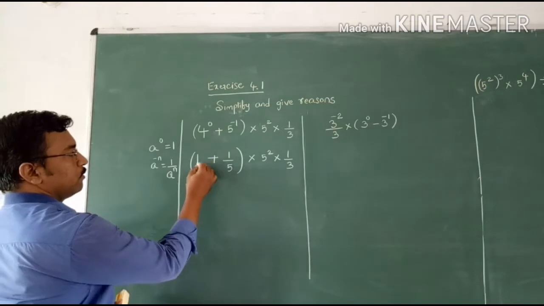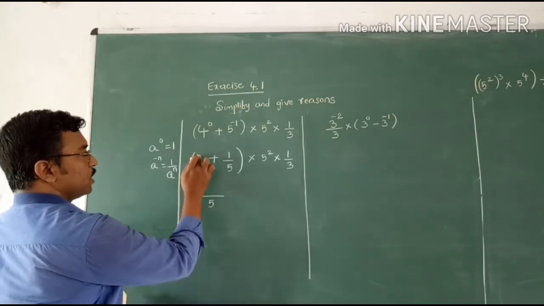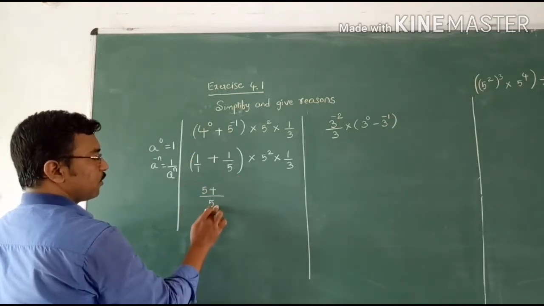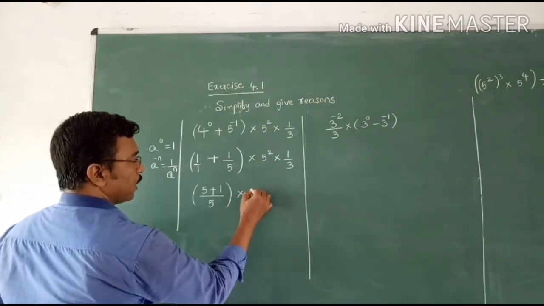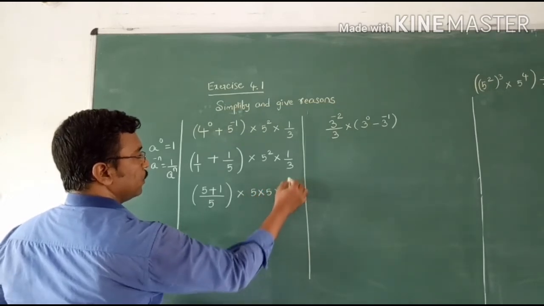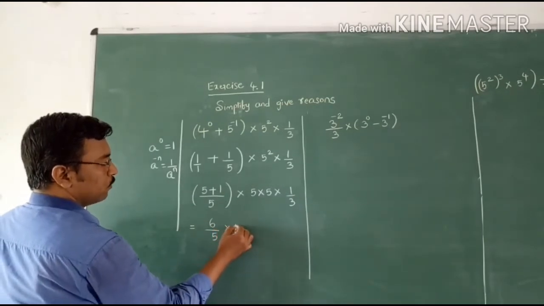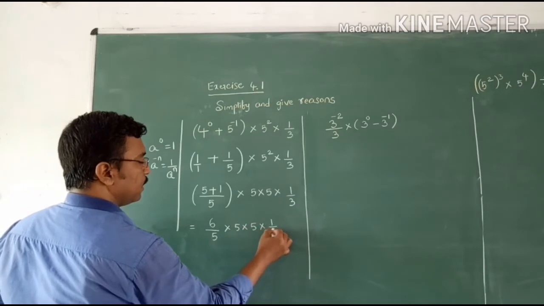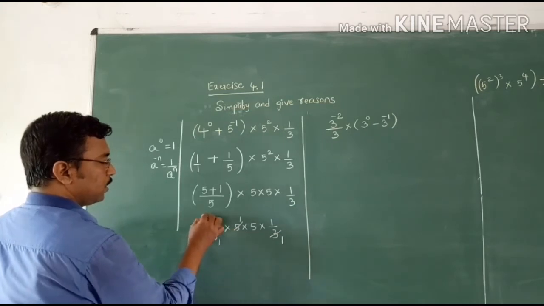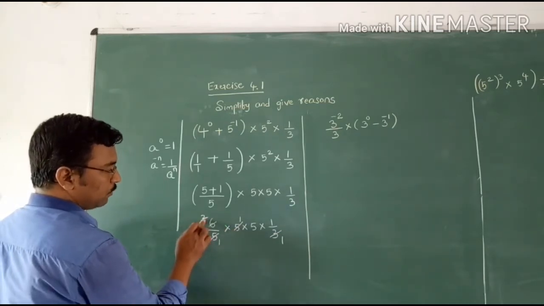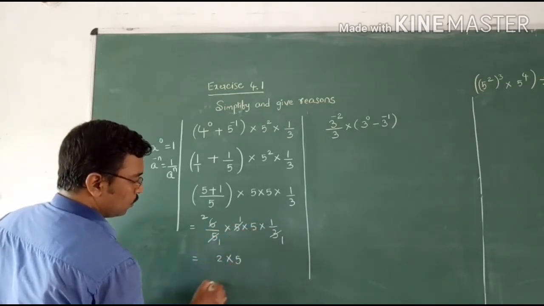So 1 plus 1 by 5. Here the LCM is 5. So 1 divides 5, 5 times, 5 ones are 5. So 5 plus 1 by 5. Into 5 square, I am writing like this, 5 into 5, into 1 by 3. So 5 plus 1, 6 by 5, into 5 into 5, into 1 by 3. So 5 ones are 5, I am cancelling here. 3 ones are 3, 2 threes are 6. So what is left over here in the numerator? 2 into 1 into 5 into 1. So 2 into 5, 2 fives are 10.